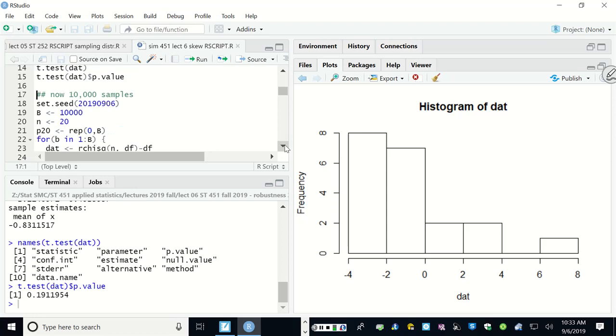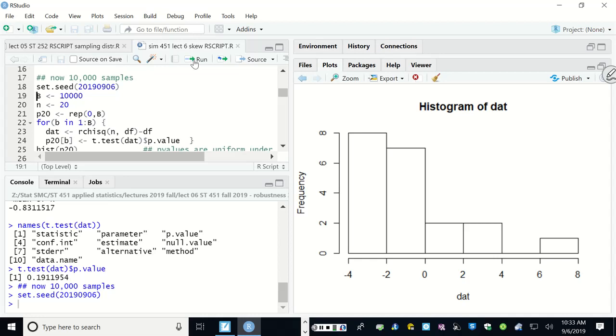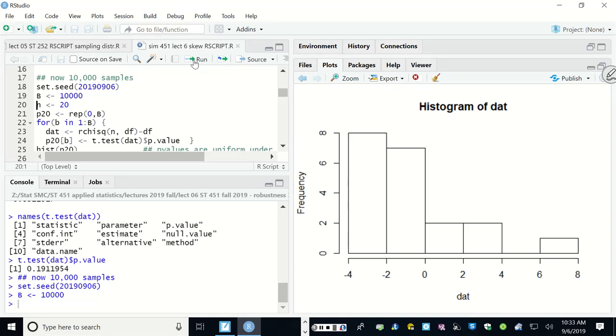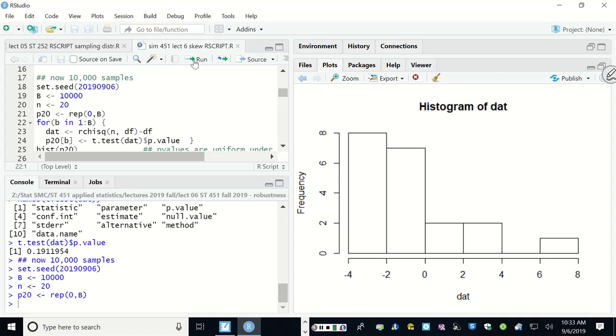So that was one sample, but now let's do 10,000 samples. Set the random number seed to today's date. 10,000, sample size 20. We're going to have the 10,000 p-values that we're going to pull off. I put p20 because it's a sample size of 20. So we're going to go through this 10,000 times, generate data, do the test, pull off the p-value, and save it. So we're going to get all these p-values.